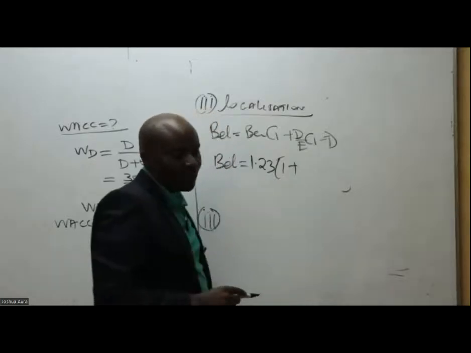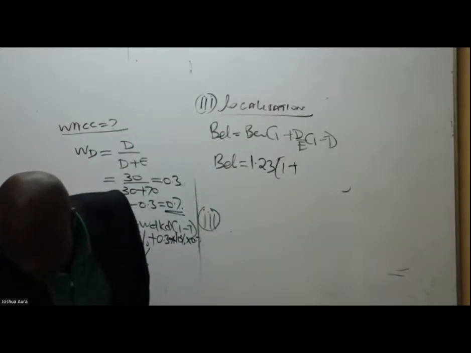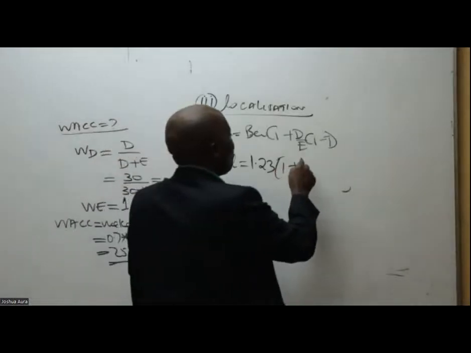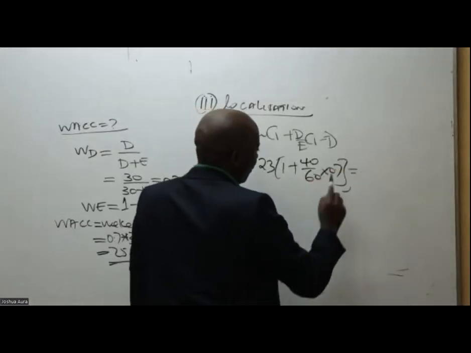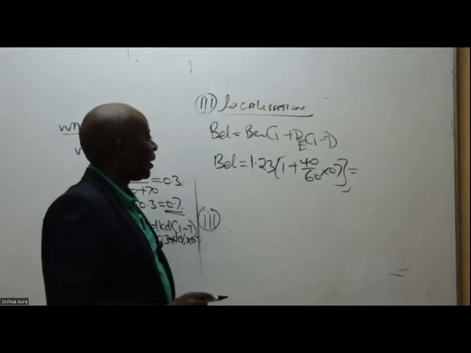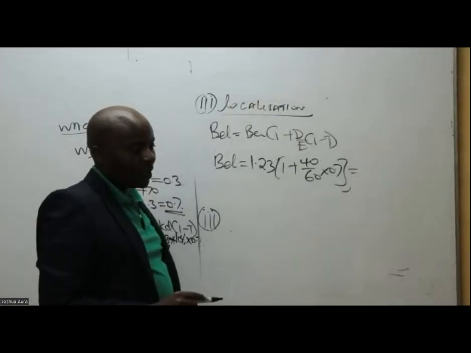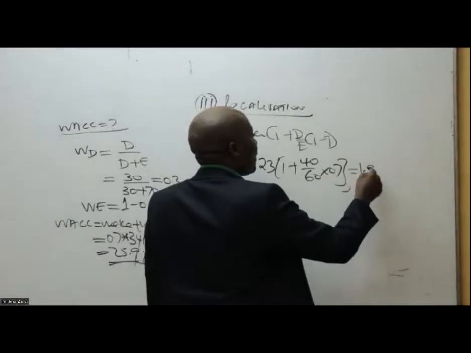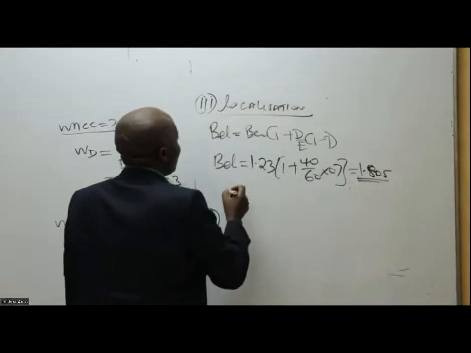They have given us the debt percentage as 40, 60. So plus 40 over 60 times 0.7. Could you kindly give me the final answer there? The beta. So 1.805. Once I get this 1.805, I'll be able to move to the next thing.